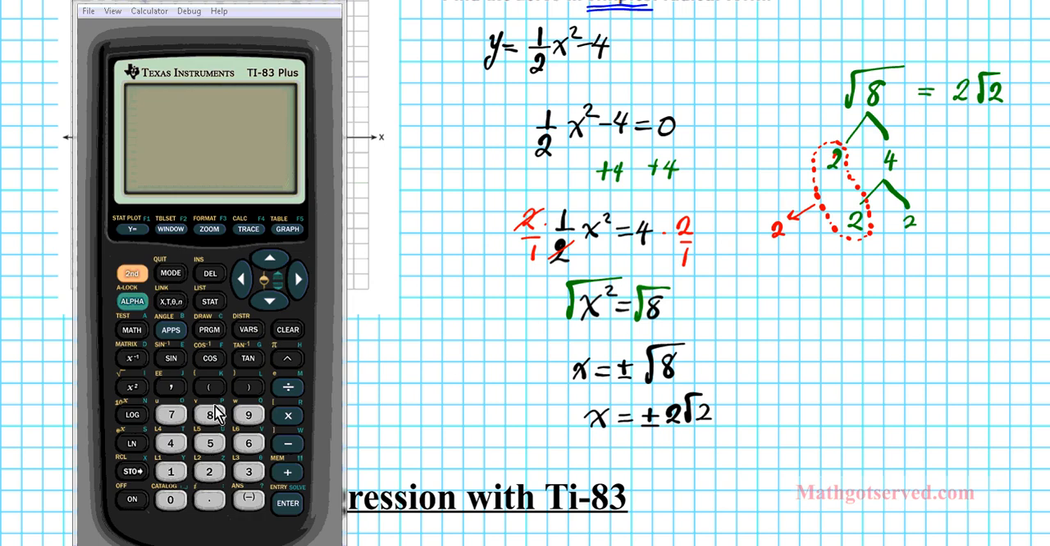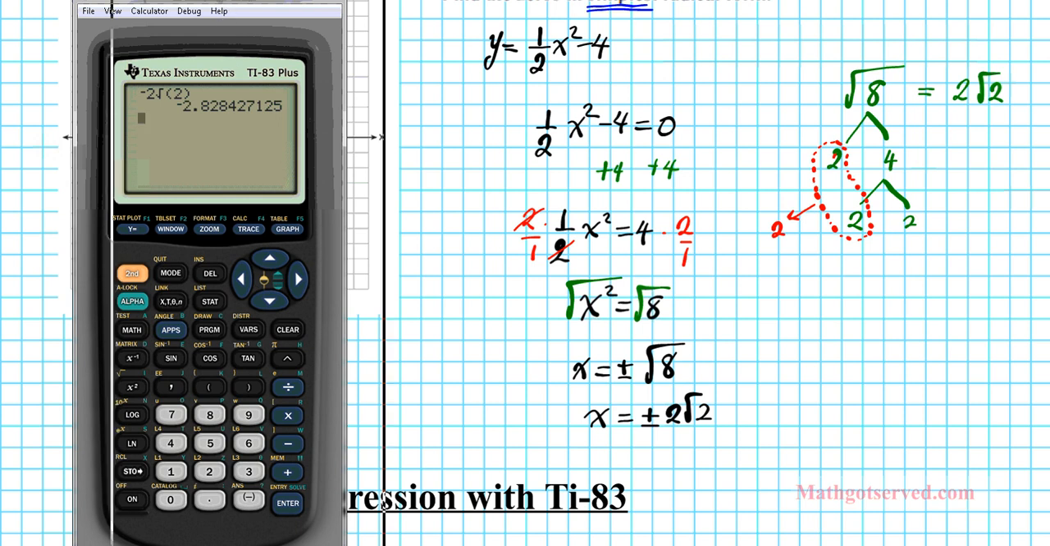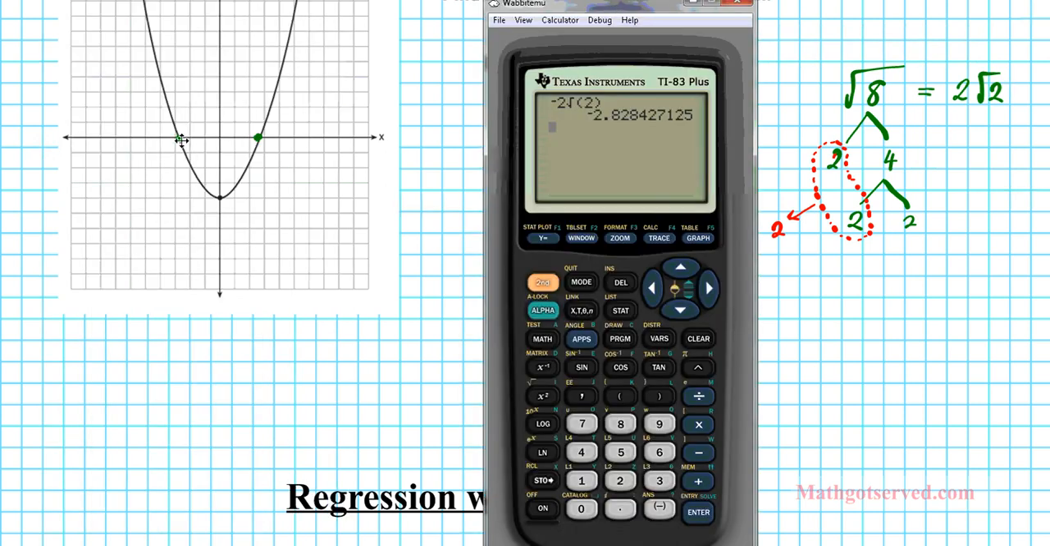So let's put them in our calculator to get a better understanding of the significance of this answer. So negative 2 times the square root of 2, enter, 2.82. Negative 2.82 is this 0 right here. You see it's very close to negative 3, so this is negative 2.82. And the other one is going to be the opposite of that, 2 root 2, which is 2.82. All right, so let's go ahead and write that down.